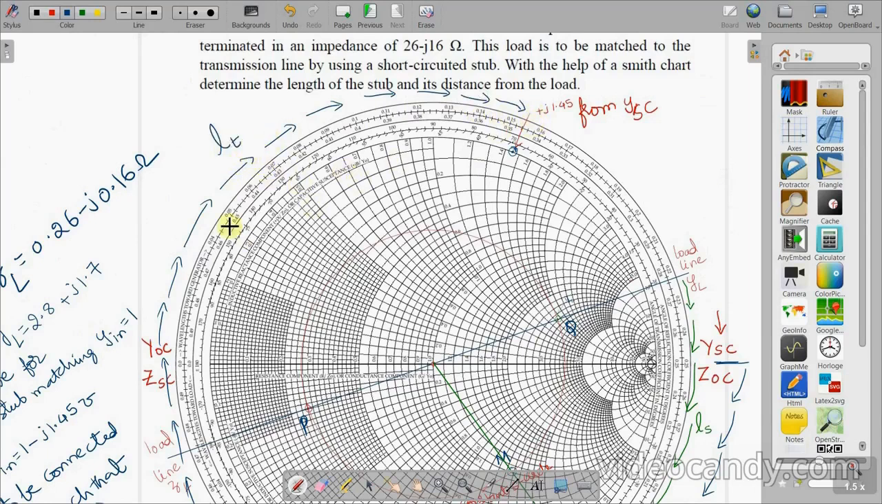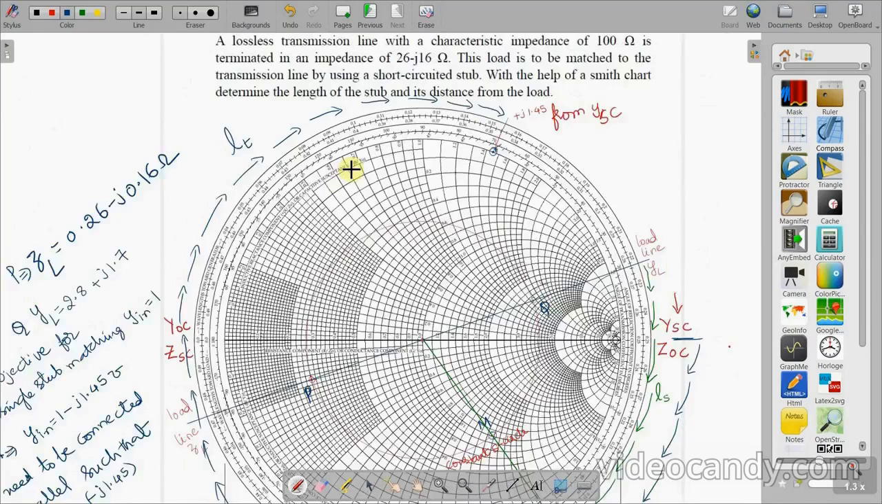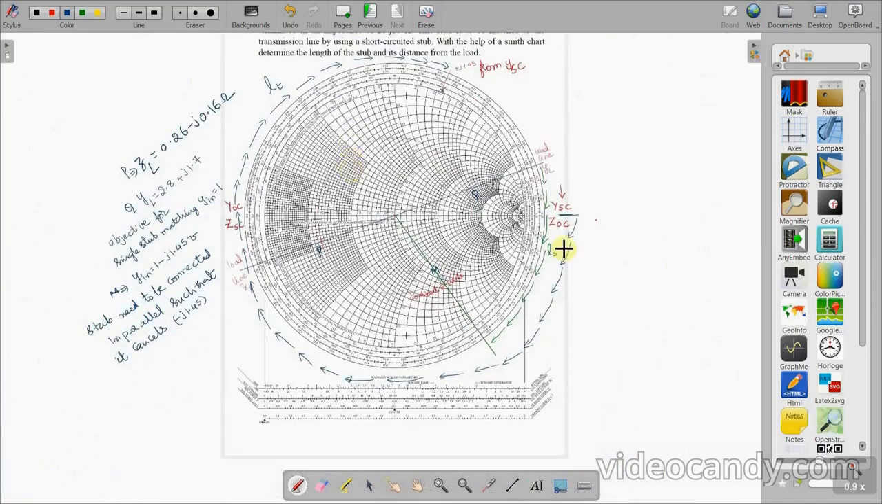Here, Ls is the distance from the load admittance in clockwise direction, and LT is the length of the stub.